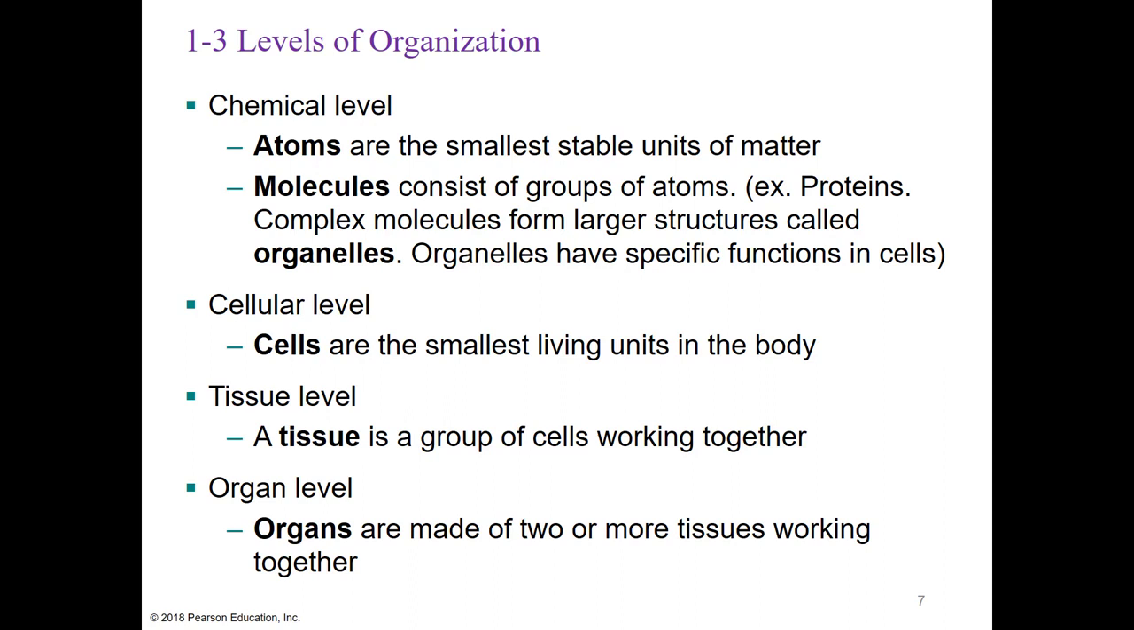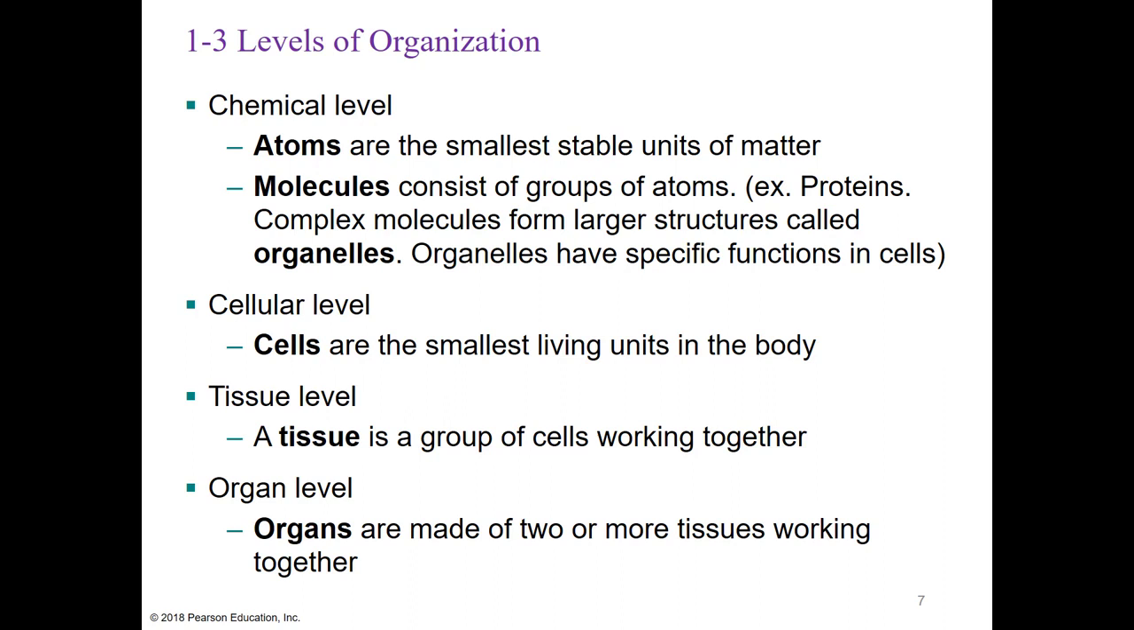Complex molecules can form larger structures called organelles, and these are the tiny parts that are inside of the cell that have very specific functions. You might remember from biology the mitochondria, the nucleus, the rough and smooth endoplasmic reticulum, for example. If we group up the organelles, including the cell membrane, we get the cell, which is the smallest living unit in the human body.